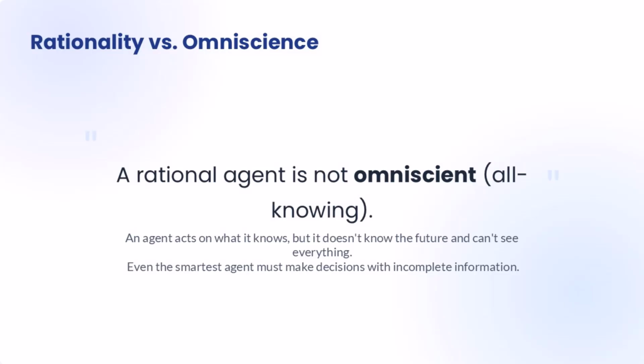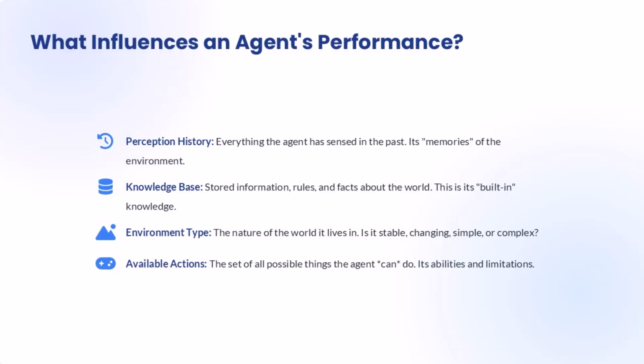A rational agent is not omniscient. It is not all-knowing. It can't see the future. Its performance is influenced by what it already knows, such as its perception history, that is its memory, and its knowledge base, that is its built-in rules and facts.